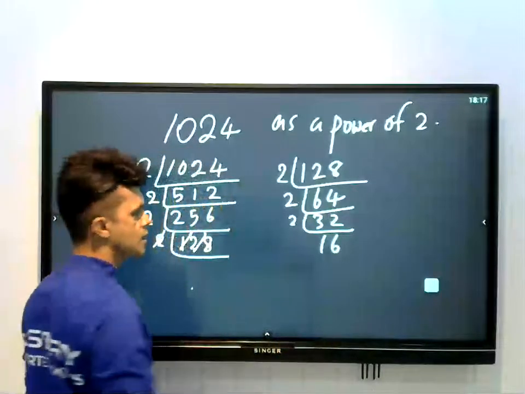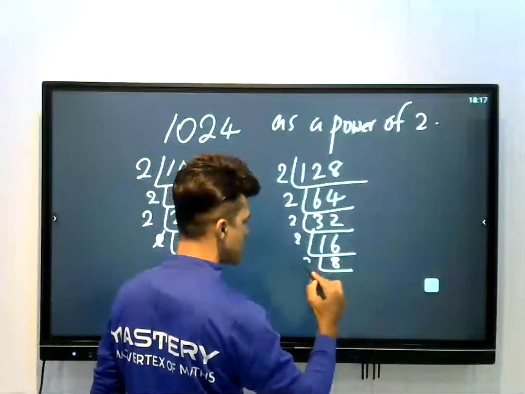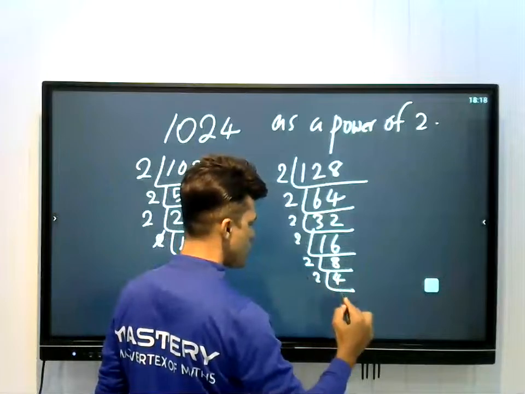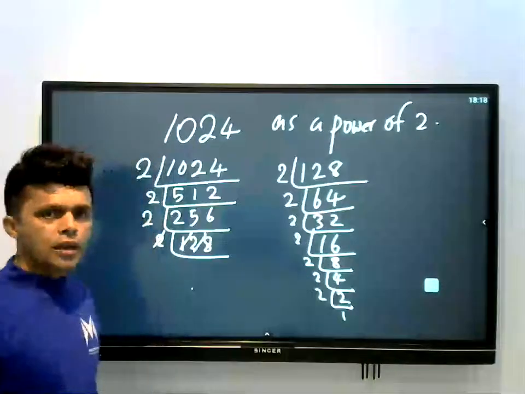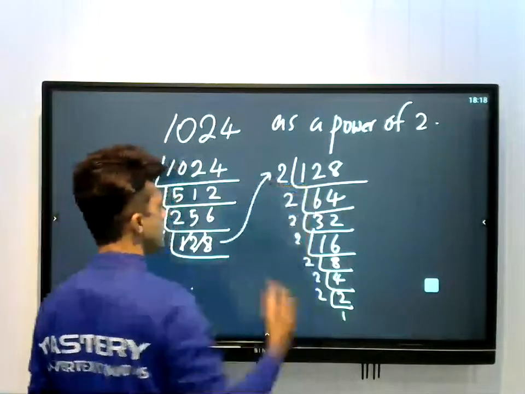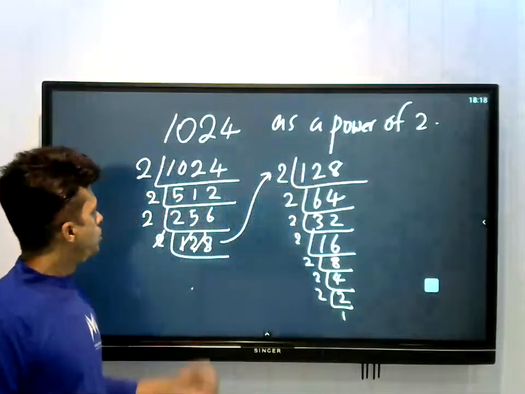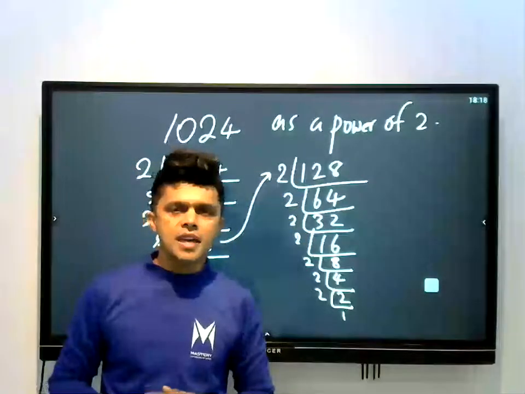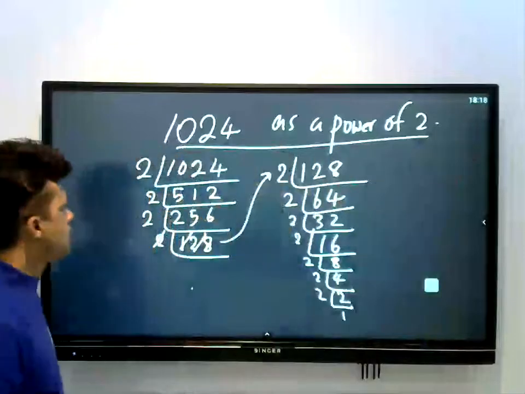Can you see this? Yes. Then again divided by 2. 2 times 8, 16. Then 4. 4 over 2 is 2. 2 over 2 is 1. So I've written this here. Then you know how many 2s there are when you write 1024 as a power of 2.